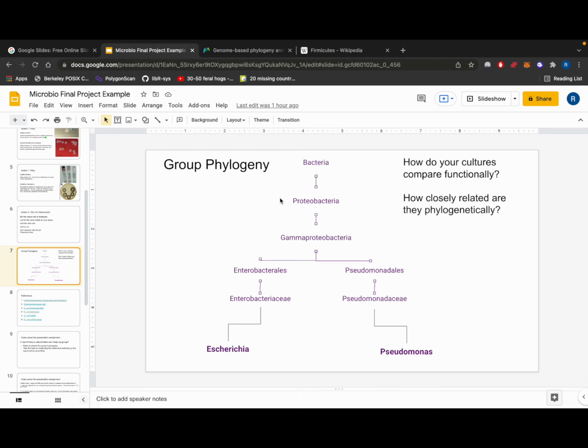This should probably be the responsibility of someone in your group that did not have a working culture. And essentially, I just want you guys to compare the functional similarities and functional diversity within your group to the phylogenetic similarities and diversity in your group.